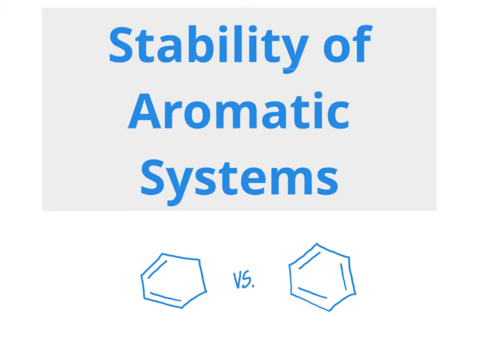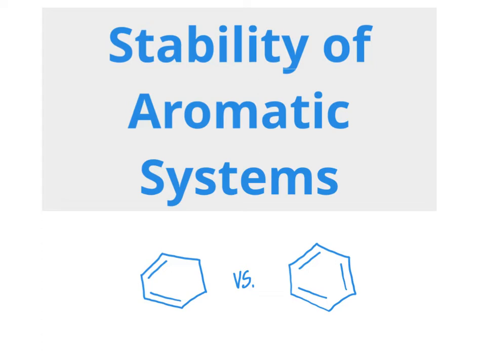In the last few videos, we talked about how to go about naming aromatic molecules. In this video, we're going to continue talking about aromatic molecules by looking at the unique stability that is conferred by aromaticity. As we continue into this unit, we are going to, at the moment, focus primarily upon benzene as our model aromatic system.